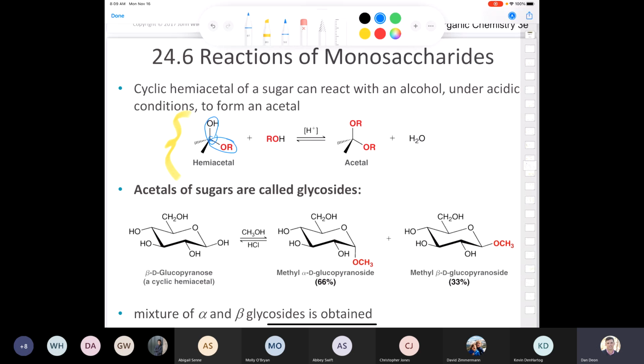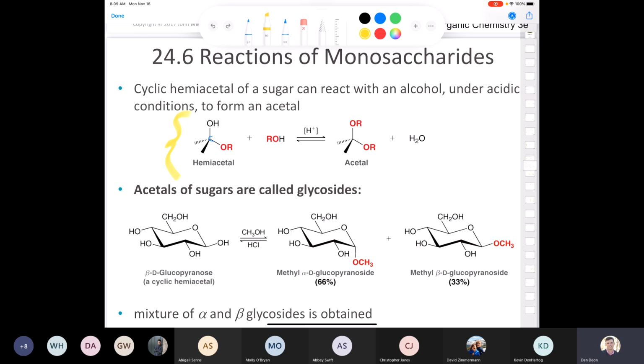And then you react it with an alcohol and a catalytic amount of acid, and you end up forming an acetal. And then, of course, you end up losing water. Remember, in the first step, you don't lose water, but this is the second step, and you form water. The first step, what I meant is when you form the hemiacetal, you don't lose water. Anyhow, so acetals of sugars have a name.